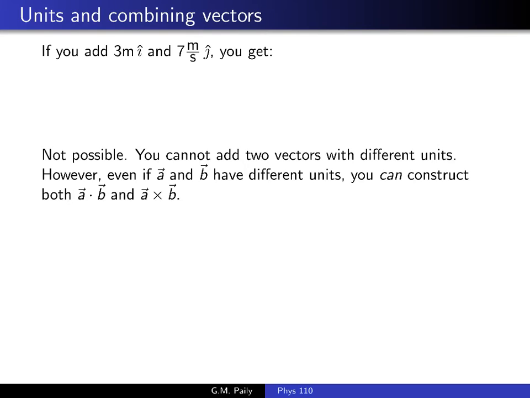The answer is it is not possible to add these vectors. The reason is they have different units. One has units of meters and is a length, and the other has units of meters per second and is a speed or velocity. You cannot add vectors of different units, but you can multiply vectors of different units. So even if A and B have different units, you can construct A dot B and A cross B.